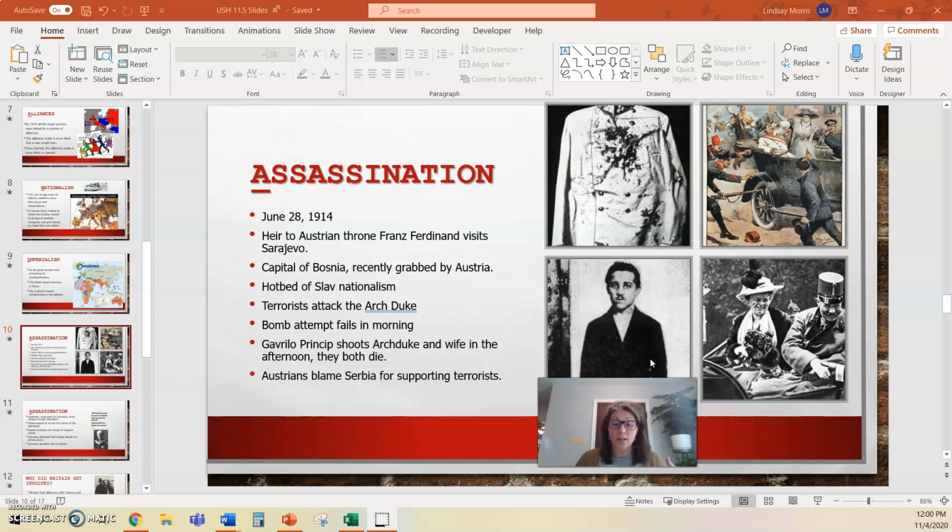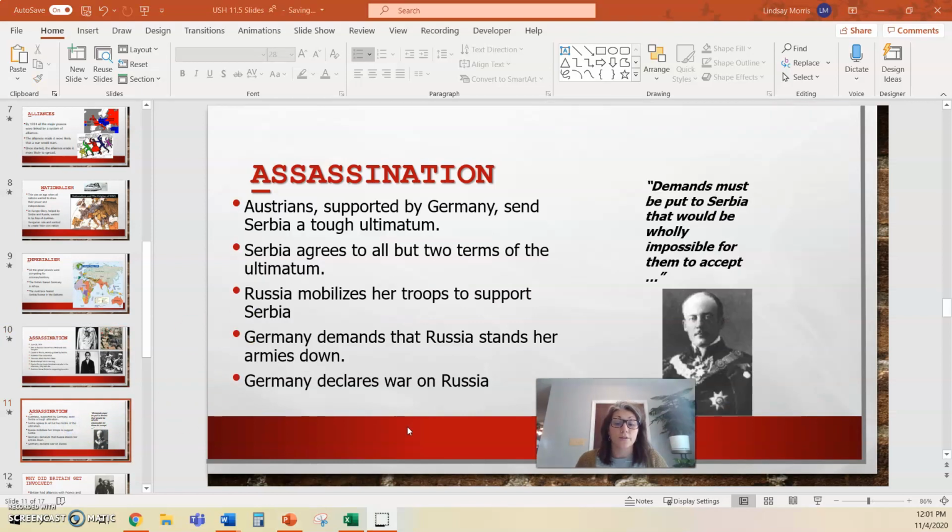And the Austrians are very upset about this because they have now lost the heir to their throne, the person who is supposed to be their next king. And they say, you know what, Serbia, where the attack happened, it's your fault. You let terrorists come here. This is your fault. And Serbia gets a little bit upset about that. So Serbia is upset about being blamed for the assassination. And Russia, who is friendly with Serbia, said, you know what, Serbia, we got your back. And they send in troops to support Serbia.